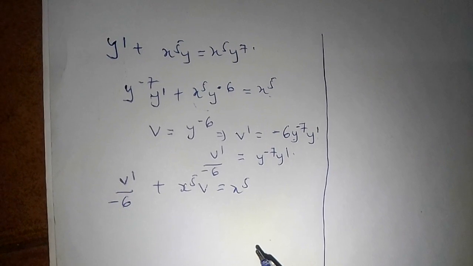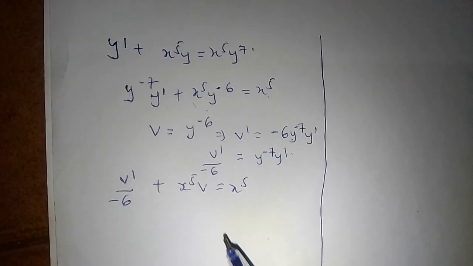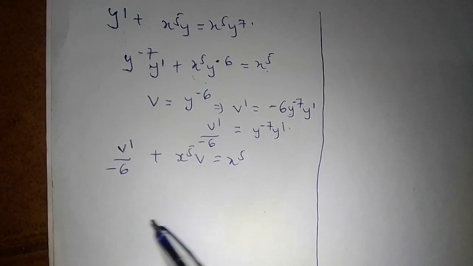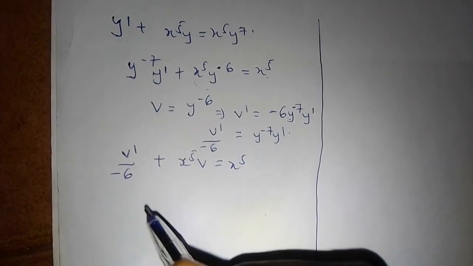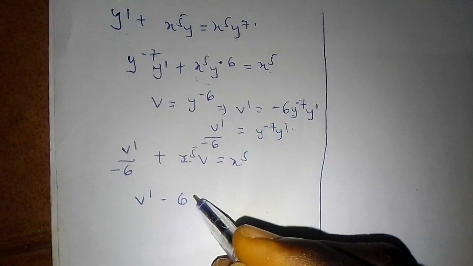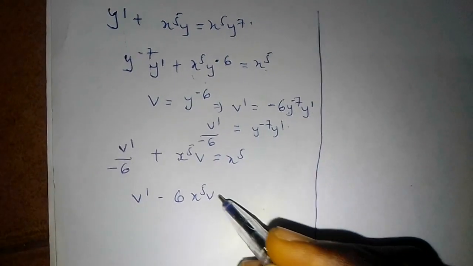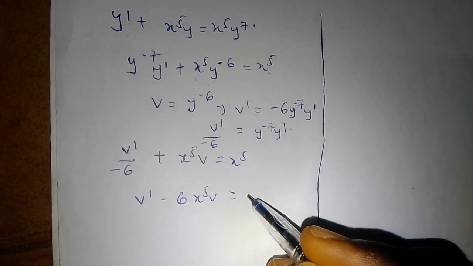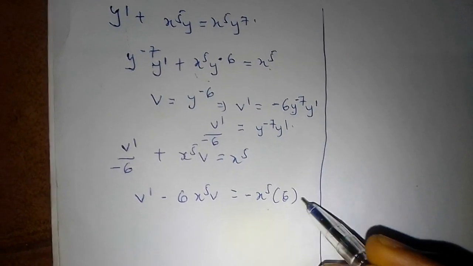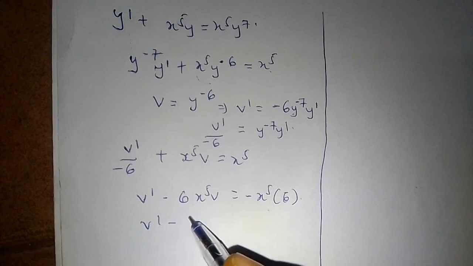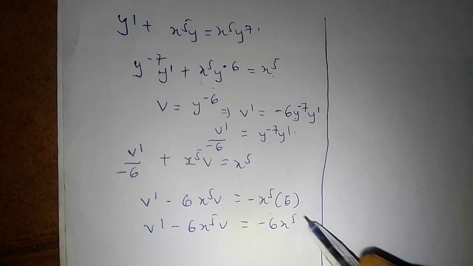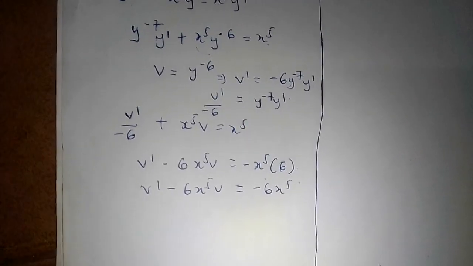Now we have got a linear differential equation, but before we can solve this, we have to make sure that the coefficient of v prime is 1. So what are we going to do? We multiply through by negative 6, so we are left with v prime minus 6 x to the power 5 v is equal to negative 6 x to the power 5. So at this point I have a linear differential equation.